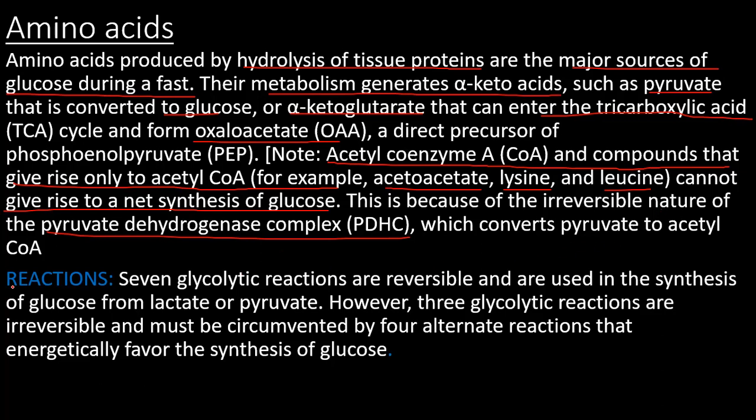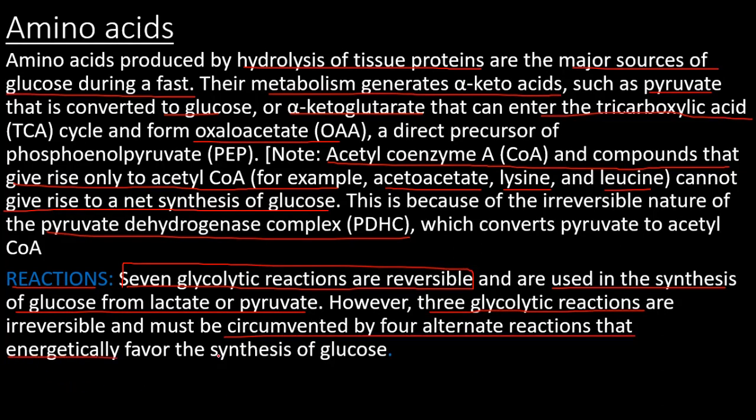Now, the reactions involved in gluconeogenesis. Seven glycolytic reactions are reversible and are used in the synthesis of glucose from lactate or pyruvate. However, three glycolytic reactions, the ones catalyzed by the kinases, are irreversible. I will show you one kinase which is reversible. It is a kinase, but its reaction is reversible. The other three kinases have irreversible reactions, and they are circumvented or bypassed by four alternate reactions that energetically favor the synthesis of glucose. By circumventing those three reactions, we are favoring gluconeogenesis rather than glycolysis.